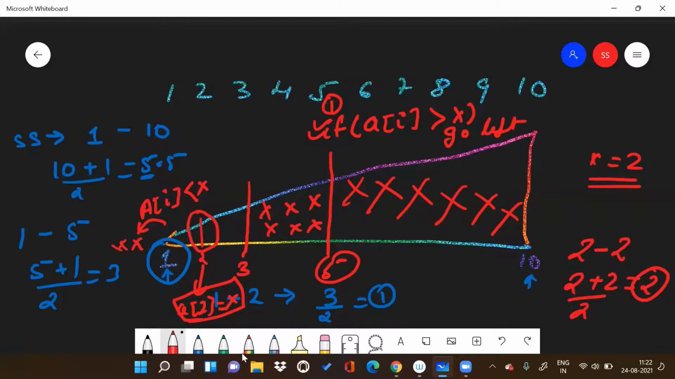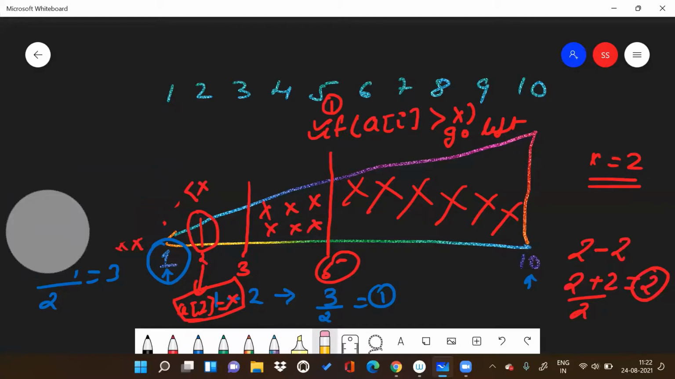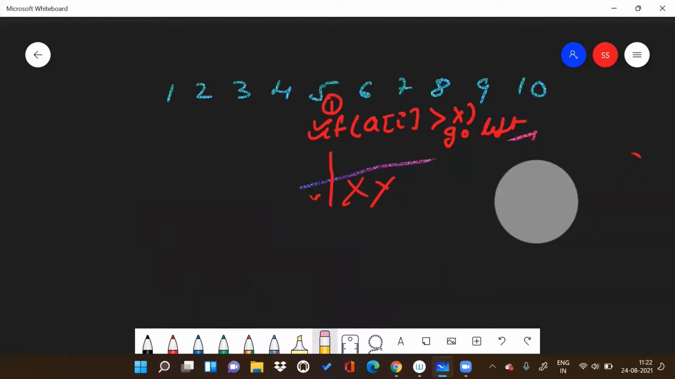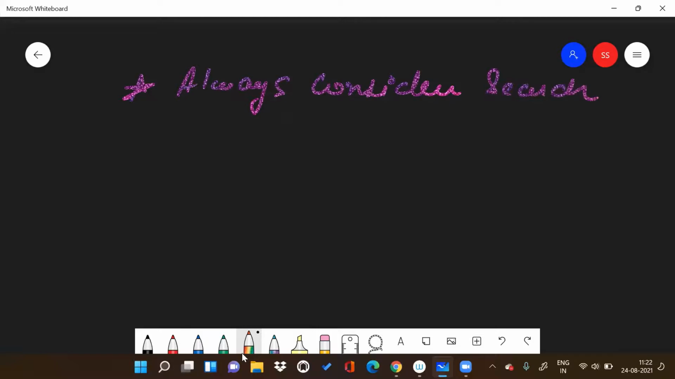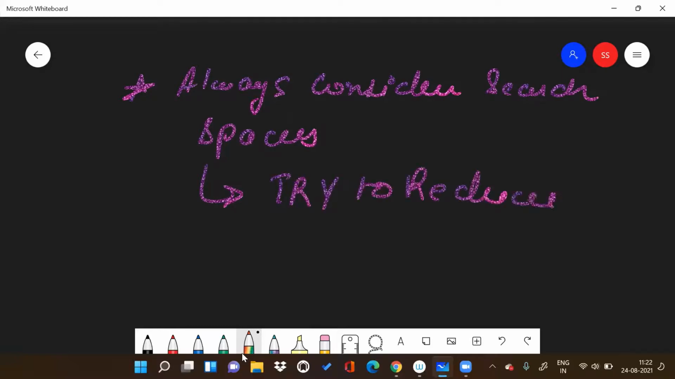So this was the entire algorithm, the entire idea behind the binary search algorithm. Let's see some of the observations that we made. There is one very important observation about binary search that we understood here: always consider search spaces, and try to reduce the search space at each call.